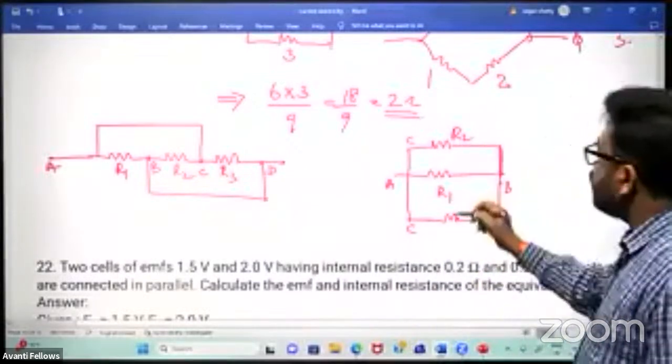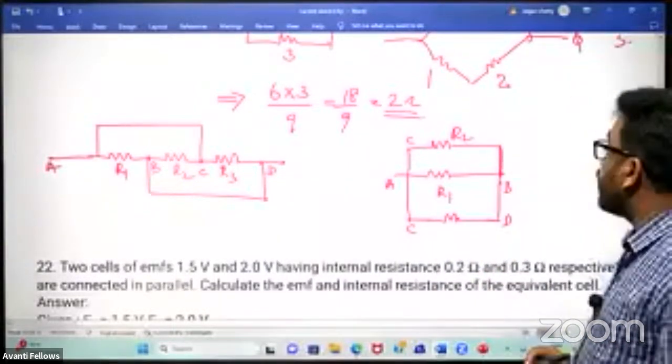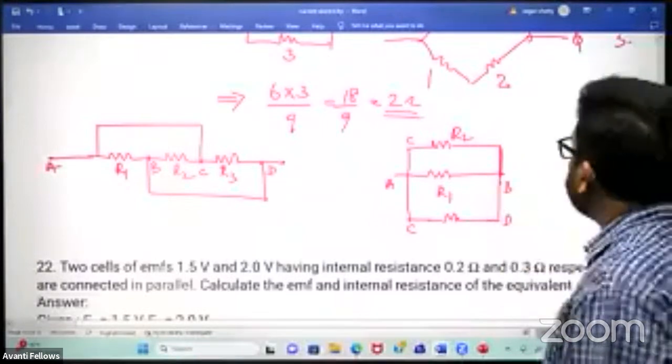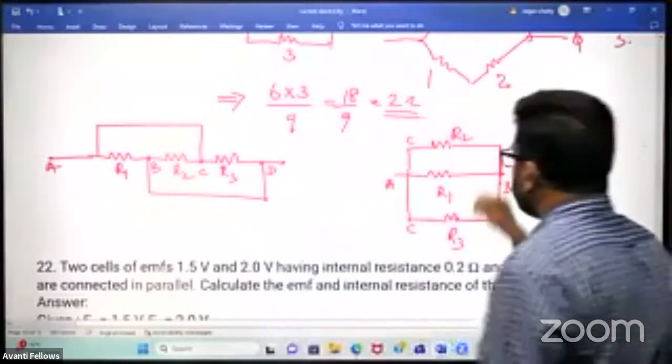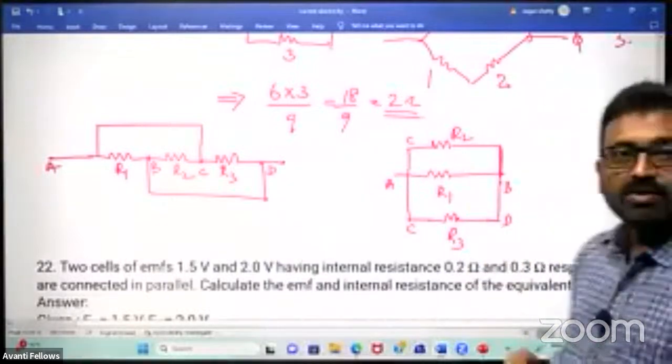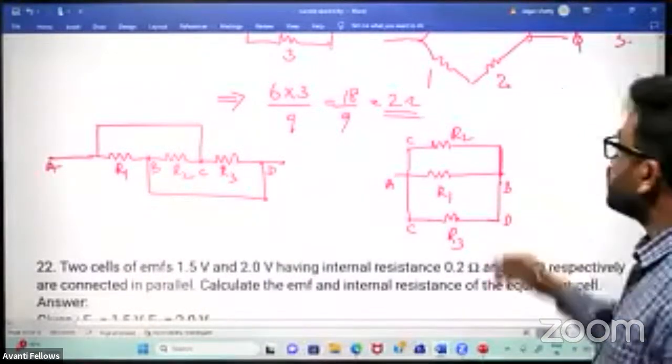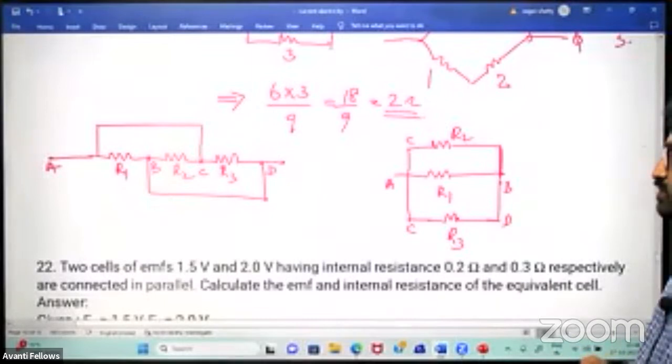And when we combine three resistors like this, what do we get? See here, R1, R2, and R3. All the three resistors are connected in parallel.